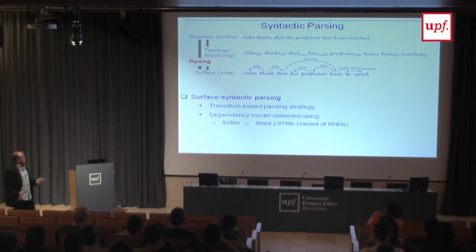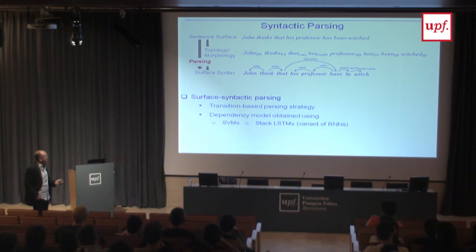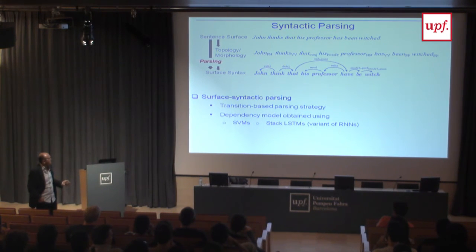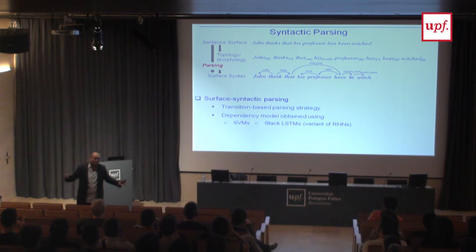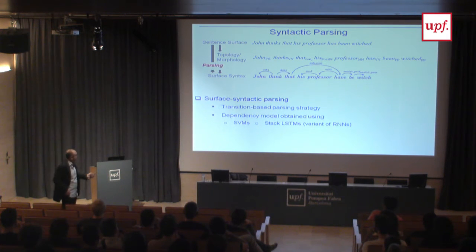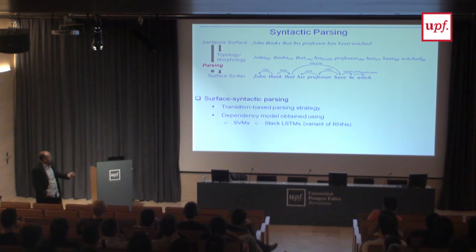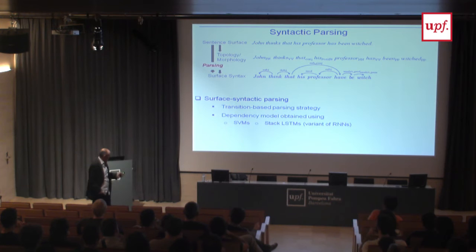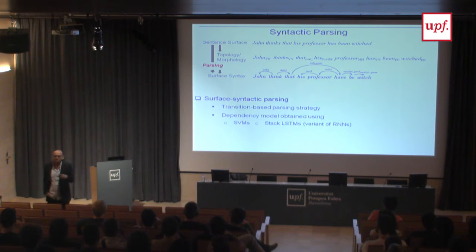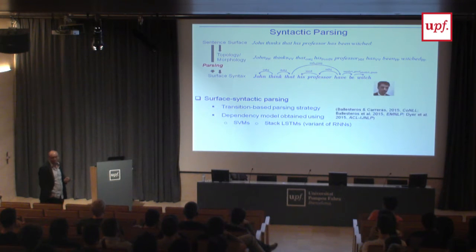The trick here, or the challenge, let's say, is to find an accurate model for establishing those relations between tokens. And obviously for this we need a relatively large training corpus annotated with those structures, in order to learn this model, how to assign and when to assign what relation. So we use SVMs and very recently stack LSTMs. That's a variant of recurrent neural networks, which work really very, very well.